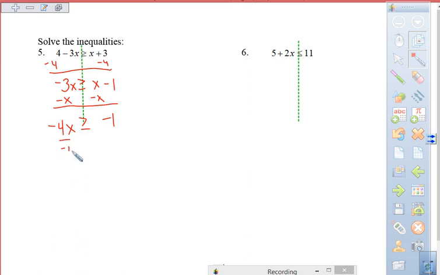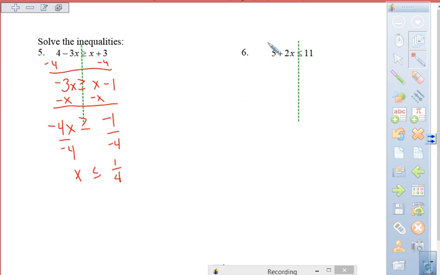But on the last step, I'm going to divide by a negative, so I have to flip my sign. And this becomes +1/4. So this reads x is less than or equal to 1/4. Pause the video at any time if you need more time.